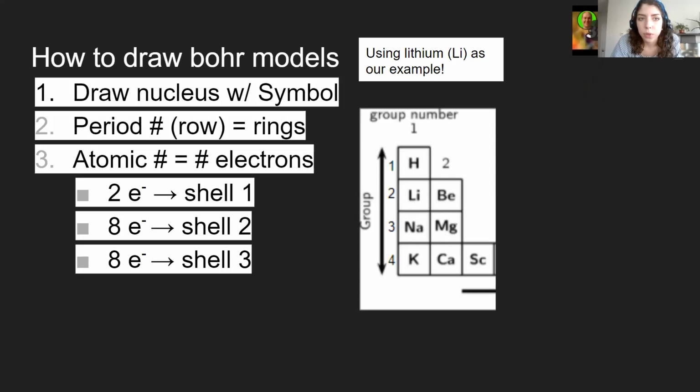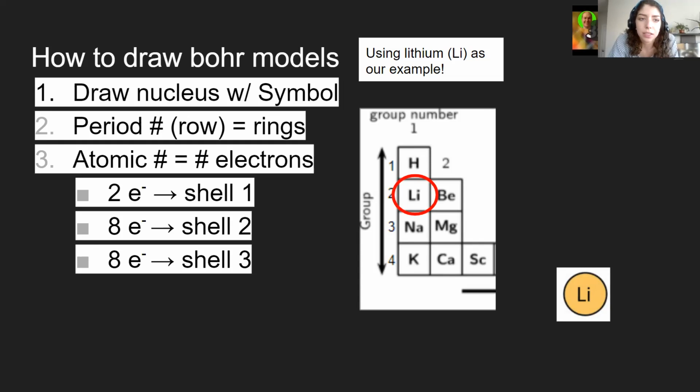Now, we're going to talk about how to draw Bohr models using lithium as an example. This is the same example we used last time. It should seem familiar, but the steps are also the same. You need to know how to do this. So the first thing we're going to do is draw the nucleus with the symbol. Lithium symbol is just big L, little i. Then you need to find lithium on the periodic table. It's in the second row, so that means there are 2 rings.